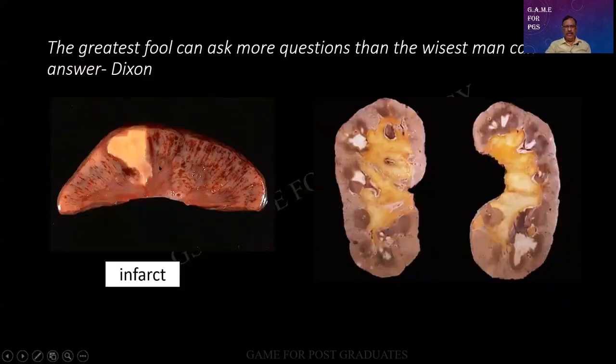This is another one, a classical wedge-shaped infarct. That's what I had been telling you people. So whenever there is an obstruction over here, this is just like the delta of a river. There is branching and rebranching. All these are affected, as a result of which there is an infarct which is triangular. Initially, it is congested, and later on, when there is the phagocytosis of the RBCs, it becomes pale in color. Whatever be it, please remember Dixon. The greatest fool can ask more questions than the wisest man can answer.